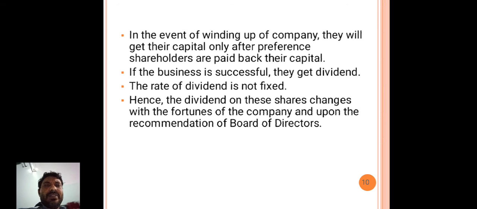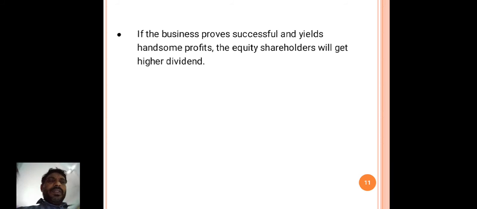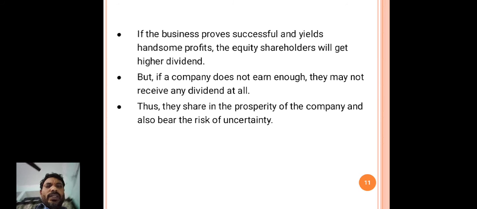Hence the dividend changes with the profits of the company and upon the recommendations of the board of directors. If the business proves successful and yields handsome profits, the equity shareholders will get higher dividends. Here the point is the dividend is not fixed.